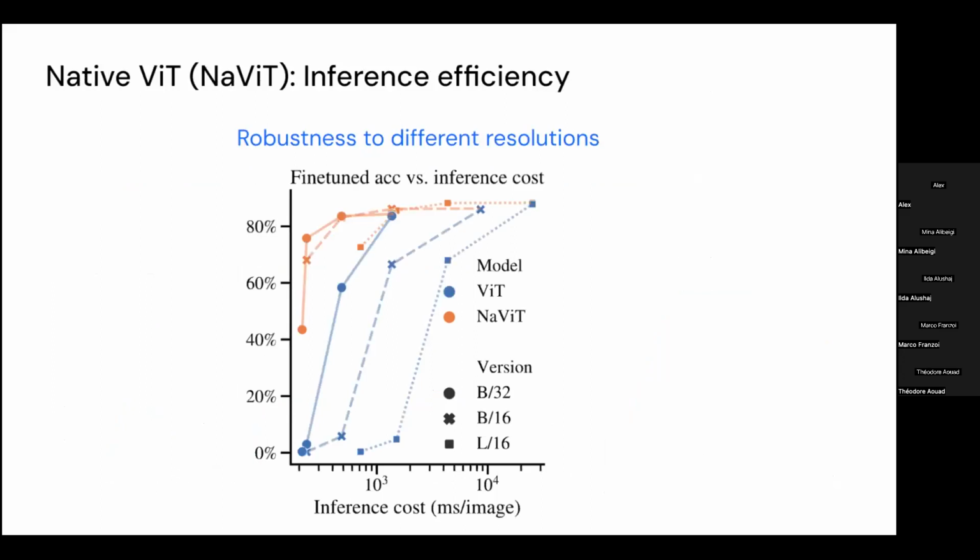This means that at test time, one can reduce the resolution to trade off inference speed and accuracy. If one tries to do that with a standard ViT, then performance will degrade very quickly. But with the NaViT, one can reduce the resolution, get a faster model if that suits the application, and retain high accuracy for a longer period.